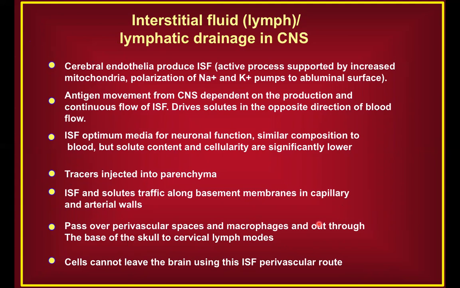Okay, so the cerebral endothelial cells make the interstitial fluid. It's supported by mitochondria, which is the energy of the cell, and polarized sodium and potassium pumps. So the energy movement from the CNS is dependent on the production and continuous flow of interstitial fluid. So it drives solutes in the opposite direction of the blood flow. Interstitial fluid is the optimum media or buffer for neuronal function. Similar composition to blood, but its solute content and cellularity are significantly lower. The main difference between ISF and blood is there are no cells, and it's low in protein, whereas blood is high in protein.